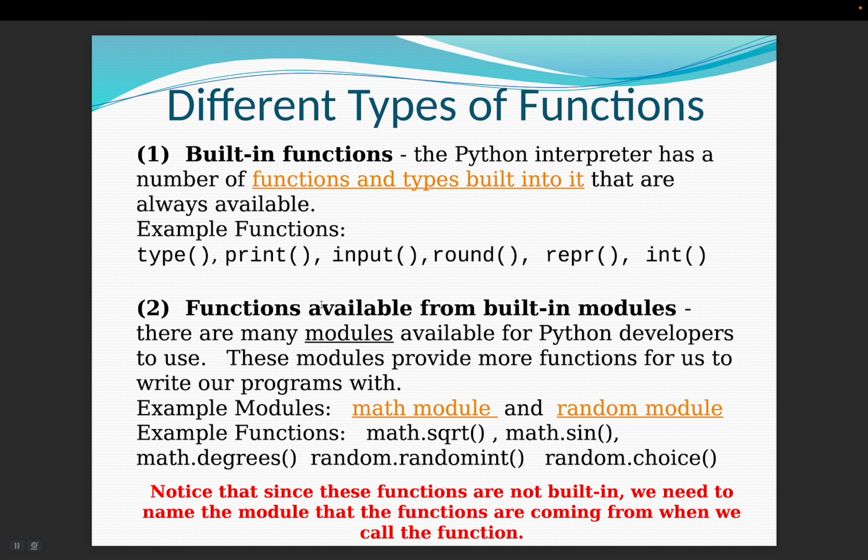And then we have functions available from built-in modules. There are many modules available for Python developers to use. These modules provide more functions for us to write our programs with. Example modules: math module and random module. Example functions: math.sqrt, math.sin, math.degrees, random.randint, random.choice.